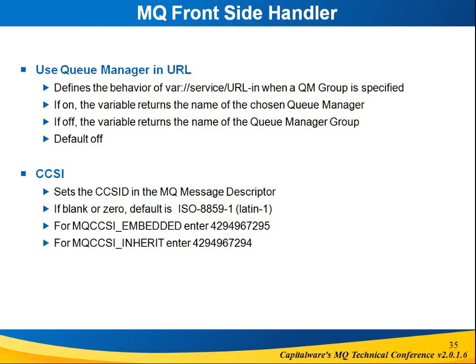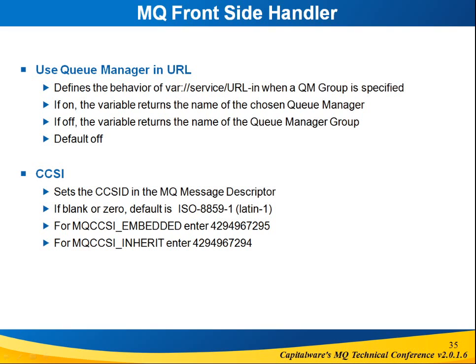Continuing on, use the queue manager in the URL. There is a field available to you, a service variable called var://service/url-in, and if you are dealing with MQ queue manager groups, what can happen is that if the front-side handler loses a connection to the queue manager, it's going to go to the group list and choose another queue manager from the group list and attempt to connect to it instead.